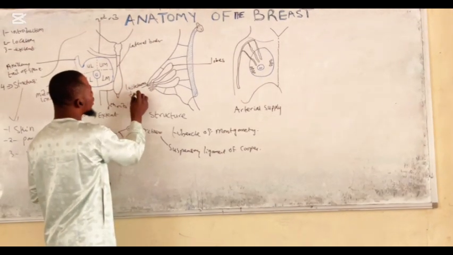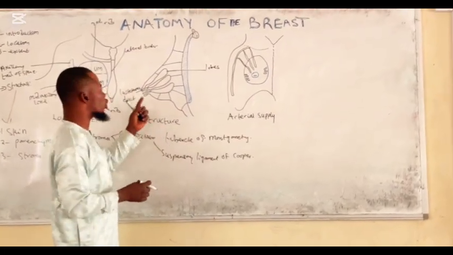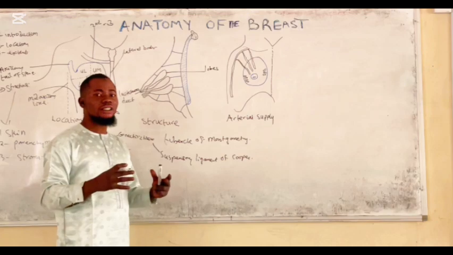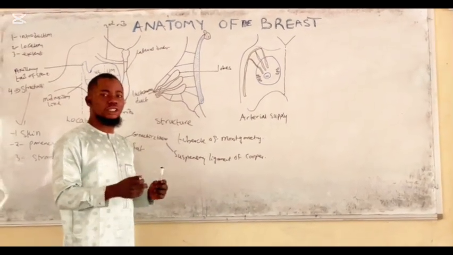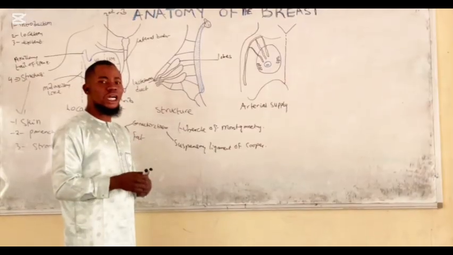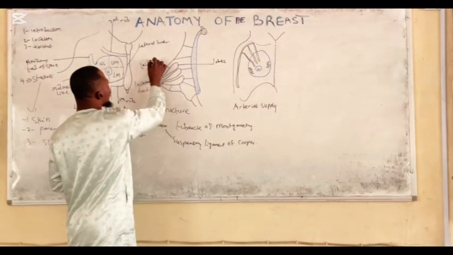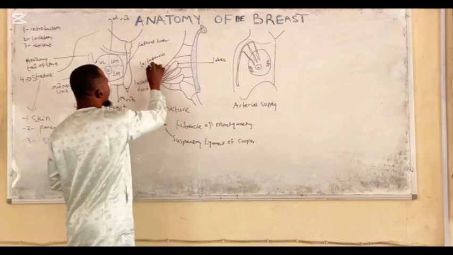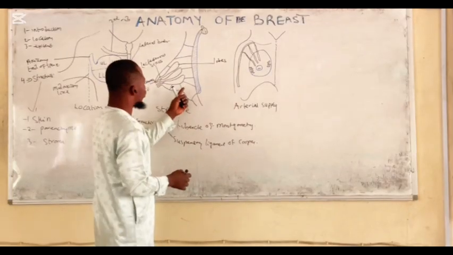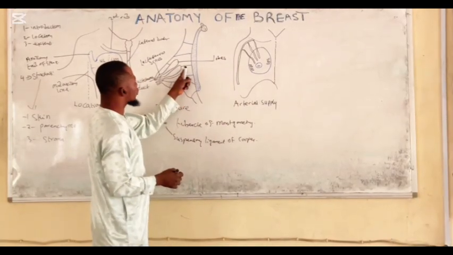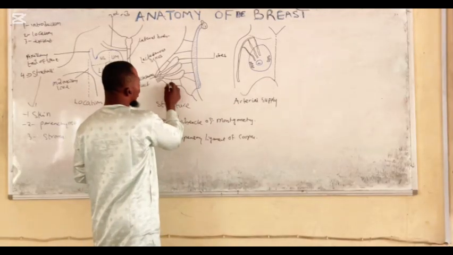The lactiferous ducts. And before they open in the nipple, each lactiferous duct enlarges in size and becomes the lactiferous sinus. This lactiferous sinus is a space where the stored milk is found. So this enlarged space here is our lactiferous sinus. And coming down here, all these lines or structures here are what we call the suspensory ligament of Cooper.